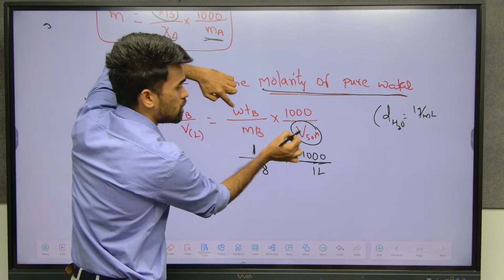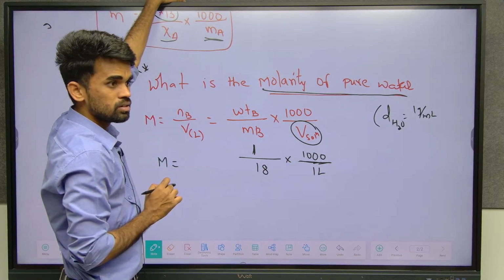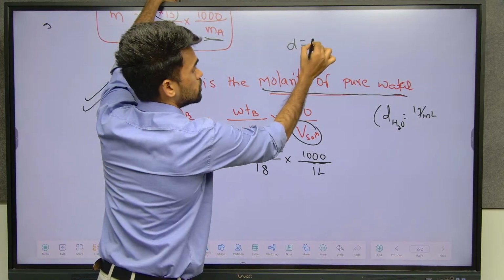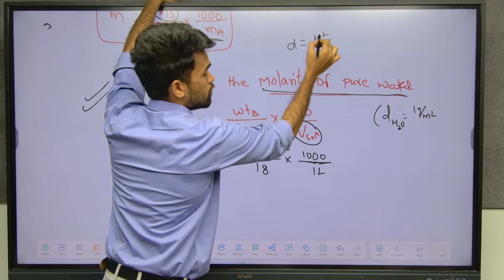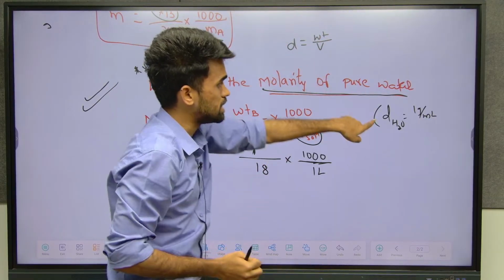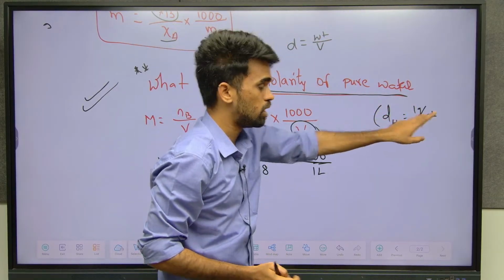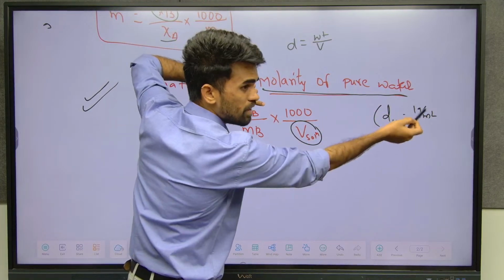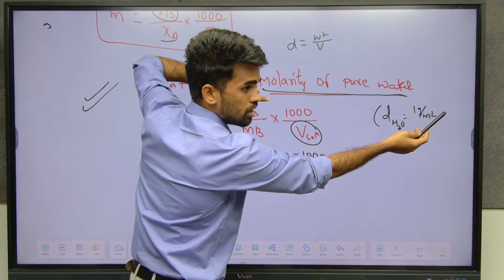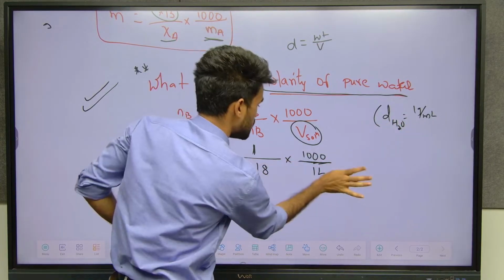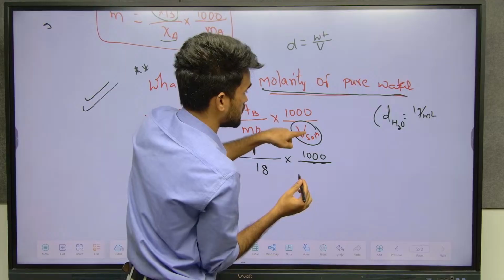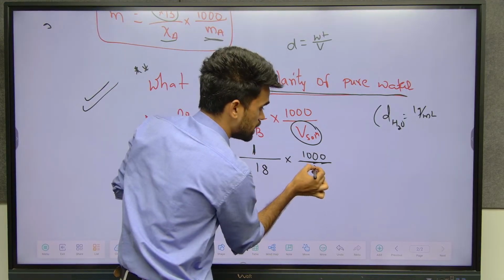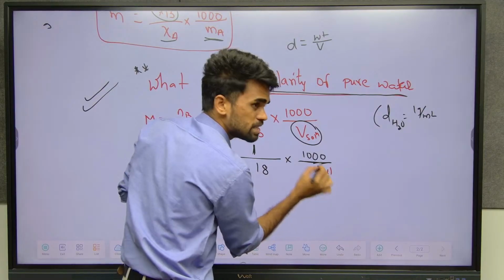See, weight by volume means what? Density equals mass by volume. See, mass is how much? 1 gram. How much ml are we saying? 1 ml. Because here I am taking in ml, volume should be in ml. So what should I take here? 1 ml. Is this clear, everyone?